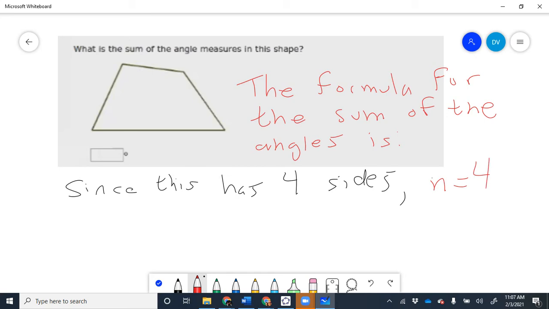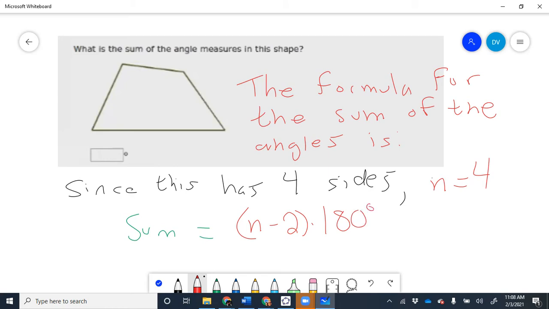And the formula that we're going to use is that the sum of the angles is equal to n minus 2 times 180 degrees. All right.